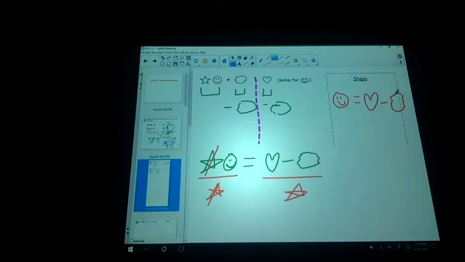I mean, is this real math we're doing? Well, we're using add, subtract, multiply, and divide, so yes, it is. What is a variable? A variable is a letter or a symbol used to represent a quantity.